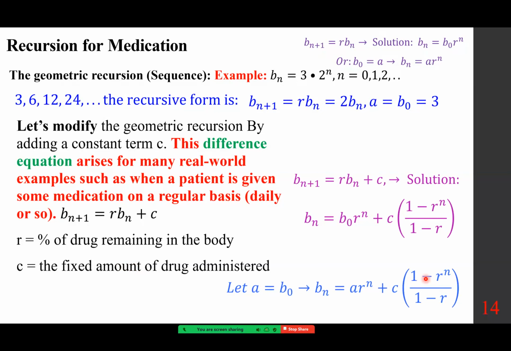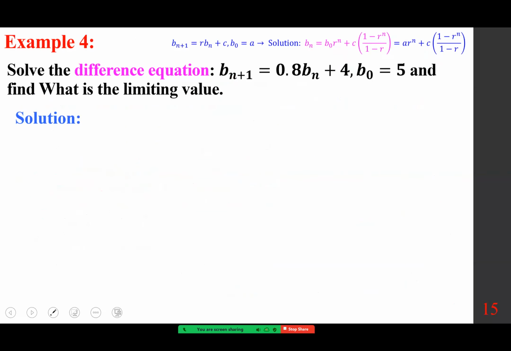Bear in mind, when it comes to medication and patients, normally this is 0, okay? Unless otherwise mentioned. So first I want to start with this example where it says solve the difference equation b sub n plus 1 is 0.8 b sub n plus 4, where b sub 0 is 5, and we want to find the limiting value. That means we want to find the limit.